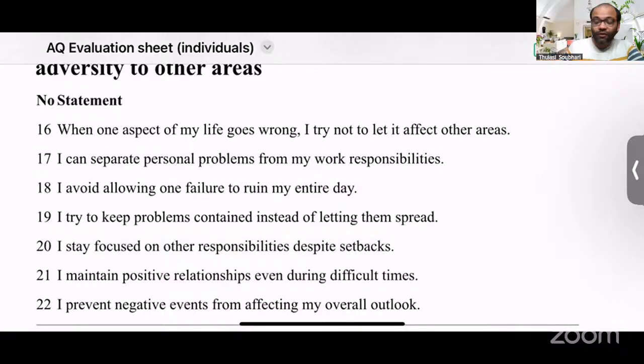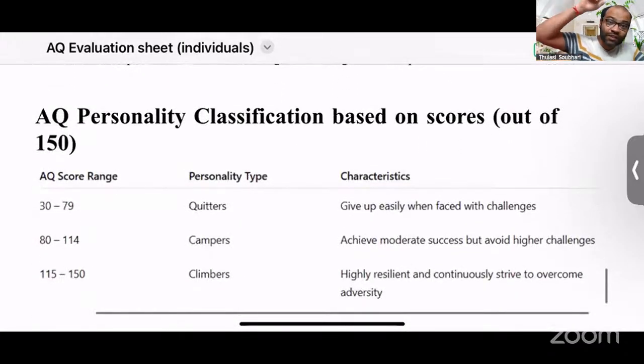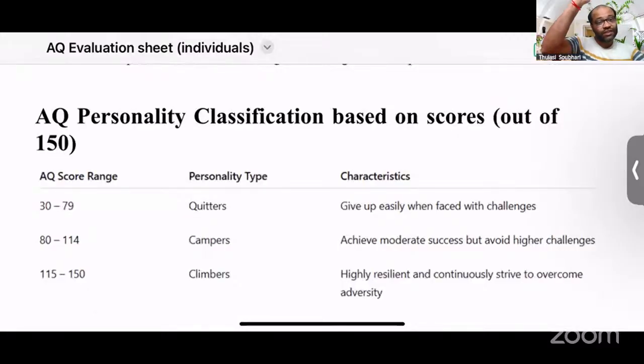So what I'm telling you is the third person is a climber. The climber feels sky is the limit. He wants to touch the stars. He wants to touch the sky. He doesn't have any limitations. Even though limitations are there, he or she challenges it.